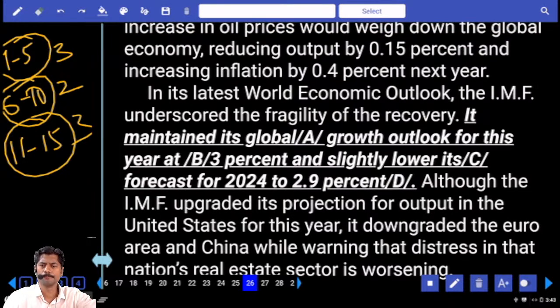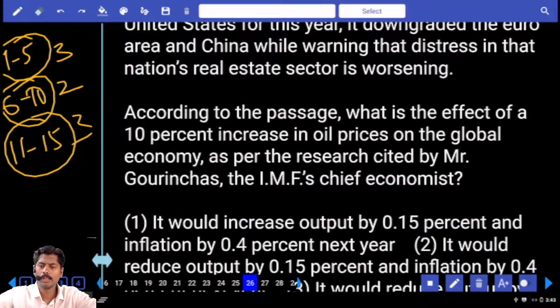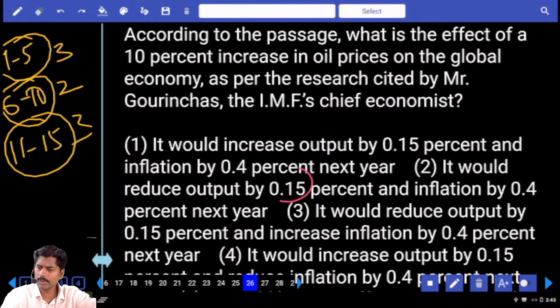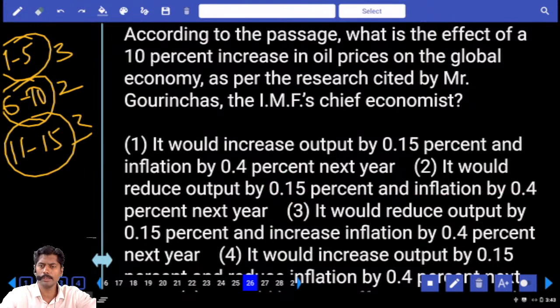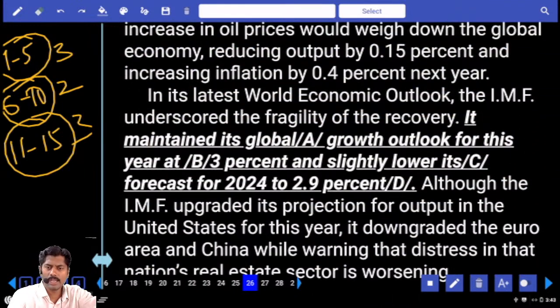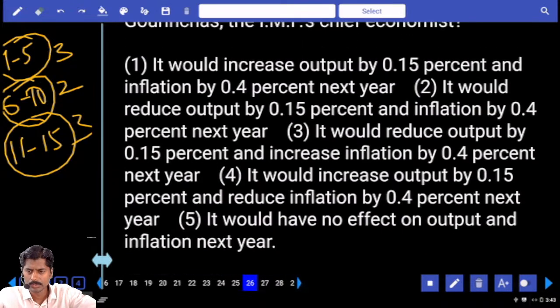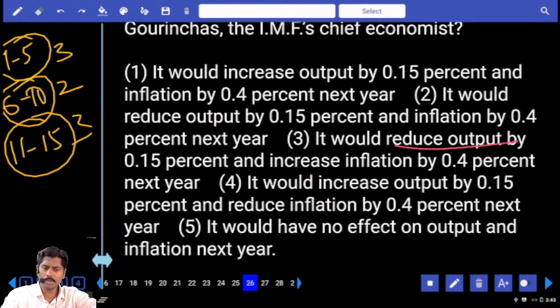Answer 3 or 4. Second: reduce output by 0.15 and inflation also reduces. See, reducing output, increasing inflation. Output is reducing, increasing inflation. Reducing output 1.15, increasing inflation 0.4. Answer: third option.